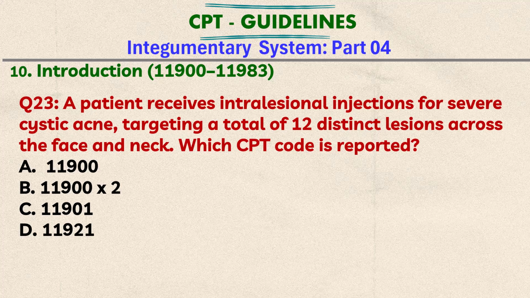Which CPT code is reported? So there are 4 codes available. Take your CPT code book and find the answer. So here you have to highlight this is intralesional injections for 12 distinct lesions. When you look at the answers, all answers are adjacent codes. So in the exam, you can use the elimination method. But for the learning purpose, let's use the CPT alphabetic index.